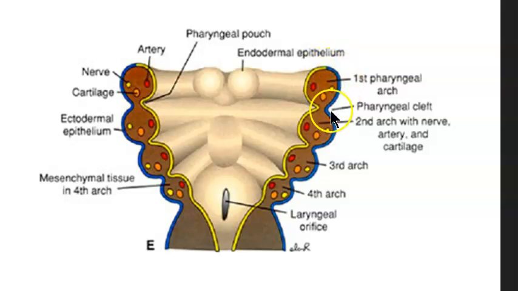Okay, so the arch is there. Then you have the cleft. Inside, the same thing is called a pouch. Right? So each of these has a nerve, cartilage and artery. So it has a blood vessel, a nerve and cartilage. Each of these arches. They are asking you, from the first pharyngeal arch, what will you get? From the second, what will you get? Third and fourth, they didn't ask, right? Only first and second they are asking.